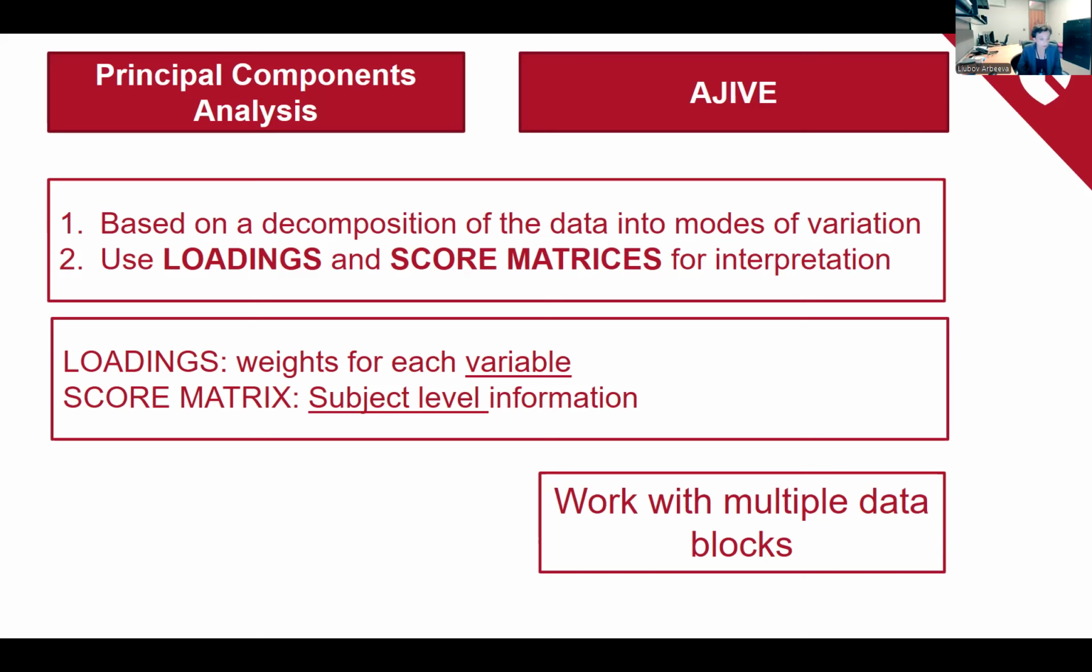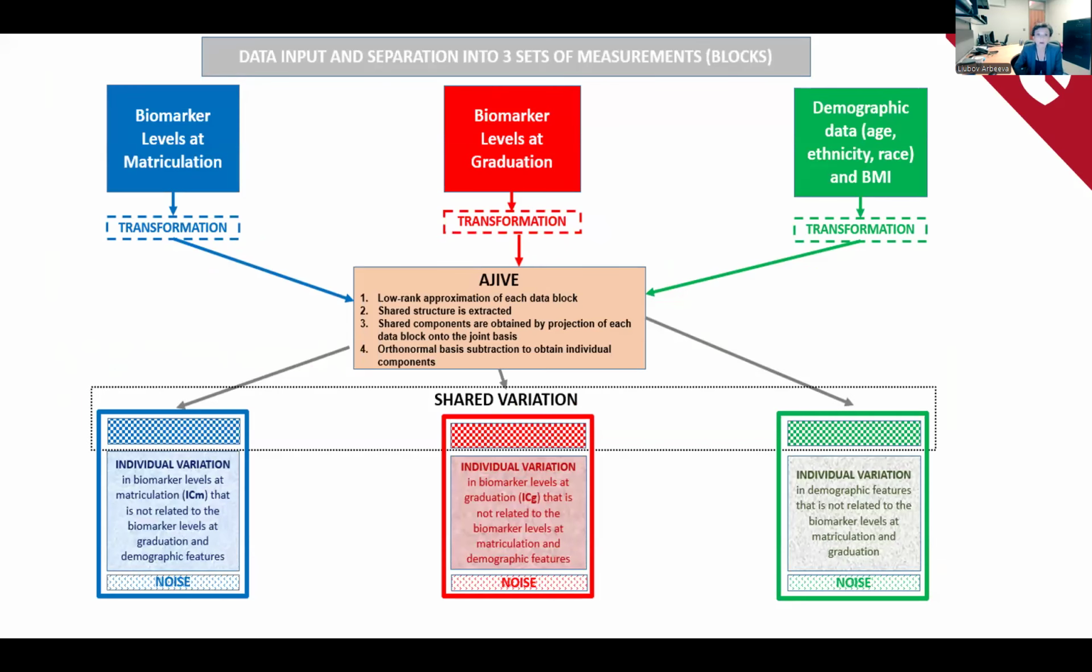Unlike principal component analysis, AJIVE can work with multiple data blocks and provides 2 types of modes of variation: shared variation between blocks and individual variation for each block. Because both biomarkers and demographic data, represented by 3 blocks, are measured on the same set of participants, it is possible to have common scores, but it is not possible to have common loadings.